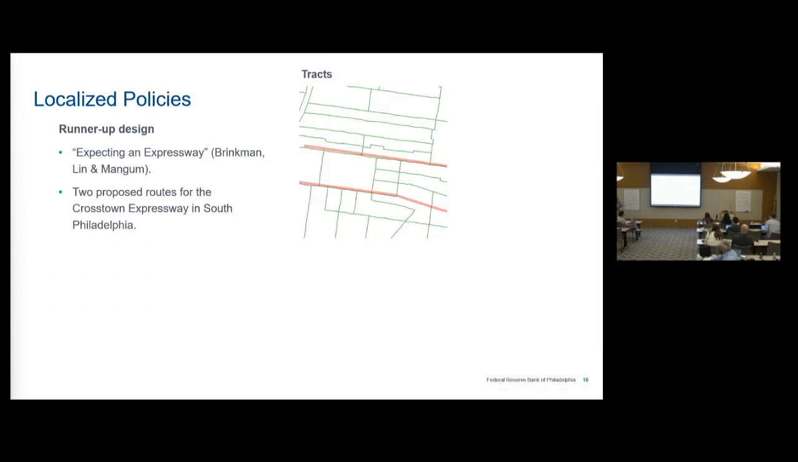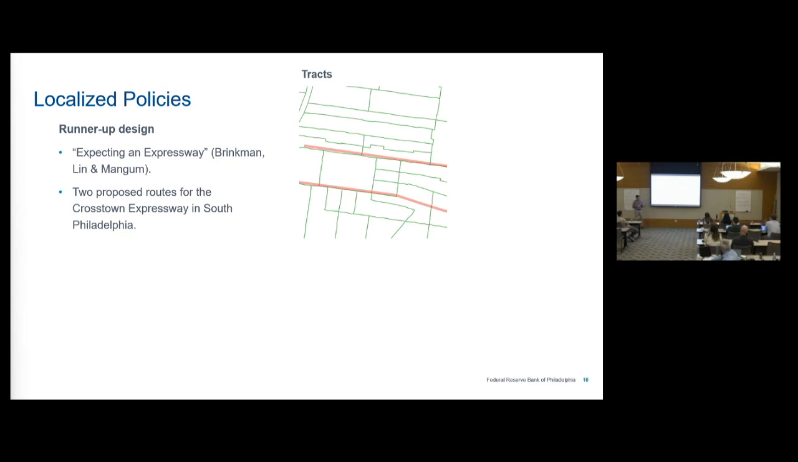A second typology of what these data might be useful for is to study localized policies. Okay. So this is an example that's drawn from a current project that I have with Jeff Brinkman and Kyle Mangum. Are they here? Okay, then I can say anything I want about this project. So this is a project about the role of expectations in neighborhood development and neighborhood dynamics. And we're studying the impact of proposed highway routes in central US cities.